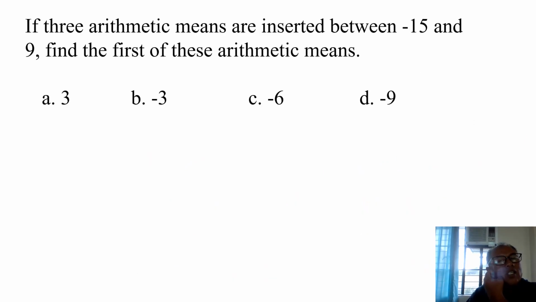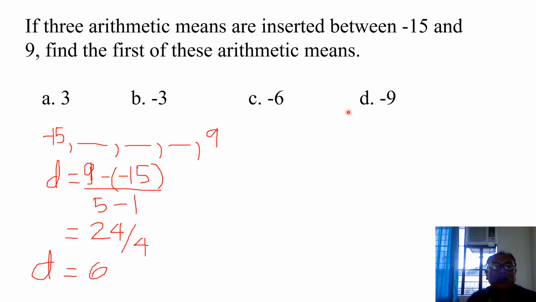And for the next problem, we have this one. If three arithmetic means are inserted between negative 15 and negative 9, find the first of this arithmetic mean. Is it letter A, 3, letter B, negative 3, C, negative 6, or letter D, negative 9?